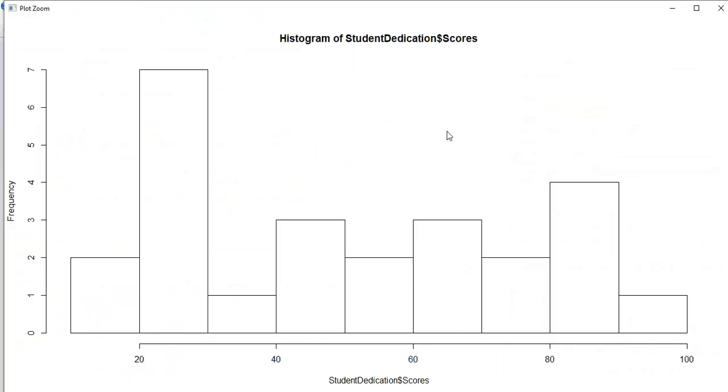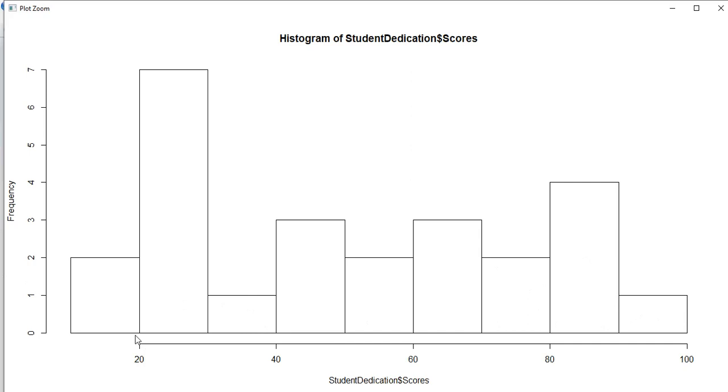Now we do a histogram, right? Excellent. If you see the histogram, from 10 to 20 there are 2 students. 20 to 30, there are 7 students. 30 to 40, there is 1. 40 to 50, we got 3. 50 to 60, we got 2. 60 to 70, we got 3. 70 to 80, we got 2. 80 to 90, we got 4. And 90 to 100, we got 1. So it is 2 plus 7, 9, plus 1, 10, 13, 14, 15, 16, 17, 18, 19, 20, 24, and 25. So these are the distribution of 25.